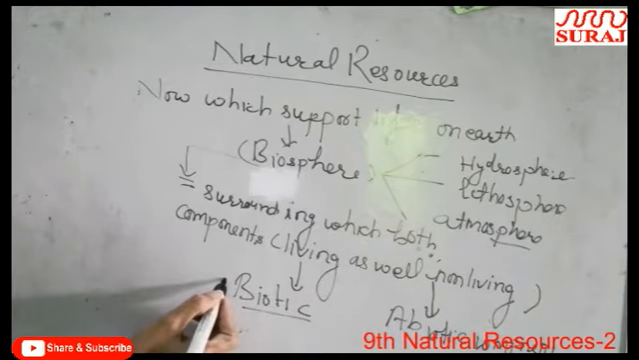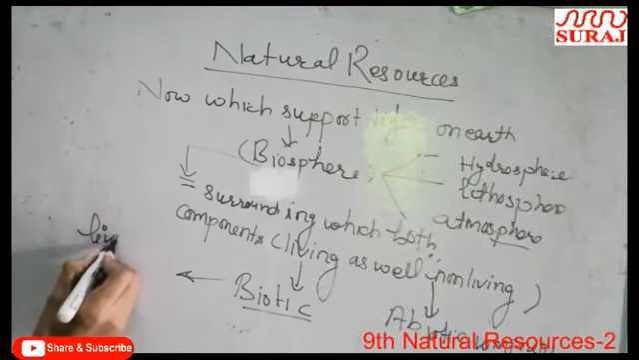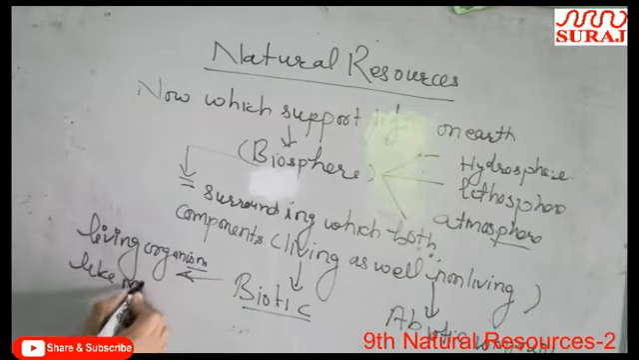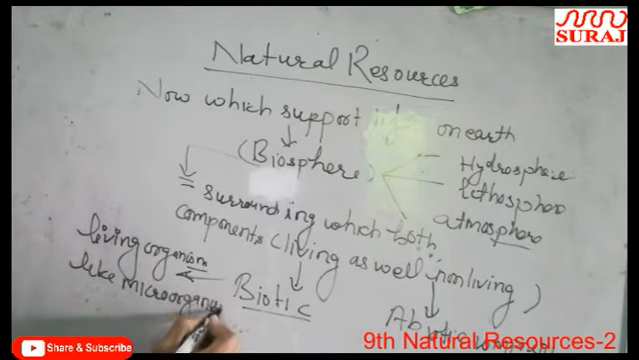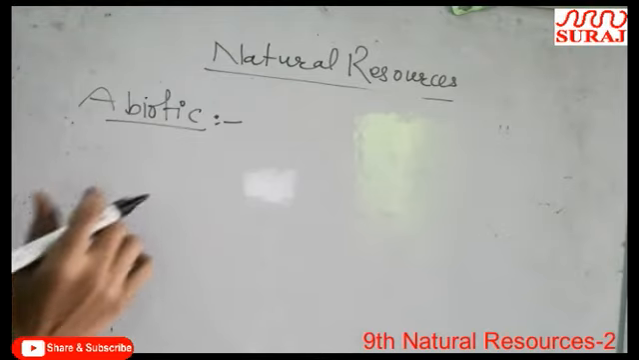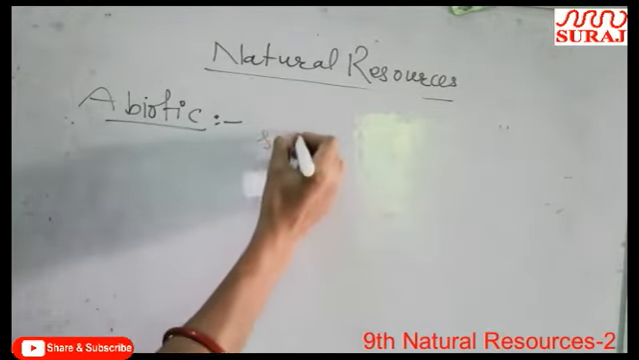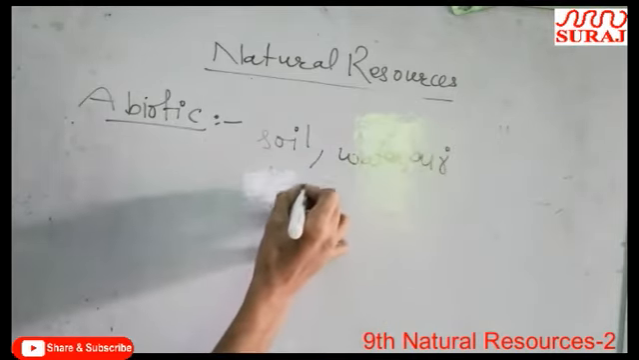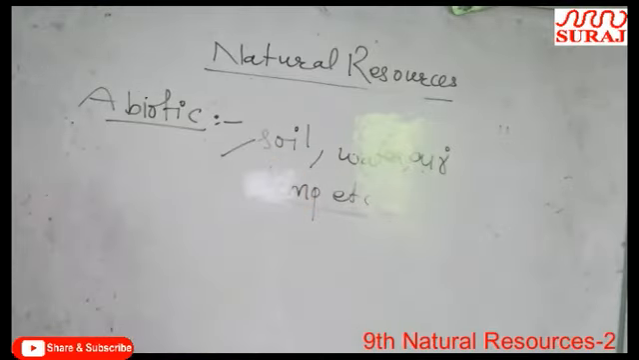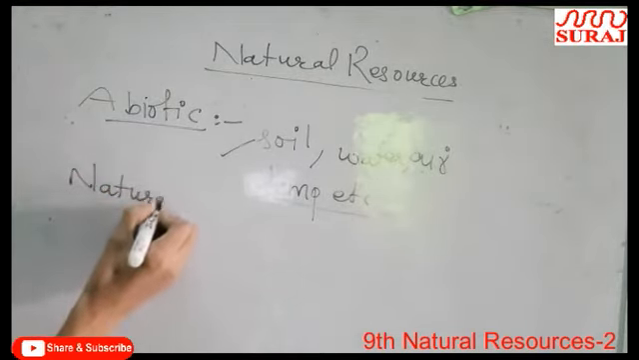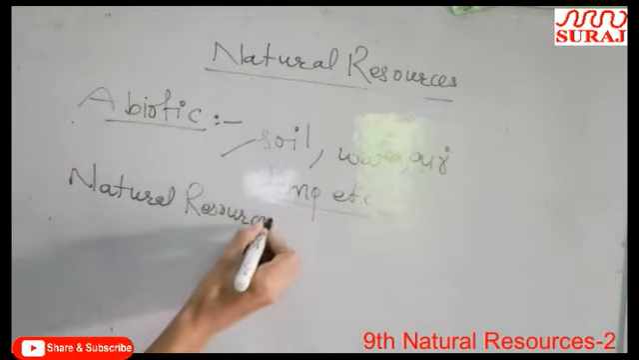The living component, or you can say biotic component, of the biosphere mainly includes living organisms like microorganisms, plants and animals, and non-living mainly contains soil, water, air, temperature, etc. These components are called abiotic components. Now, what are the natural resources which are present on Earth or in the biosphere?